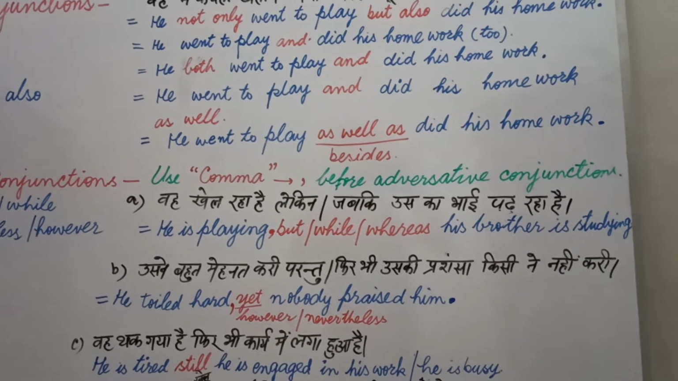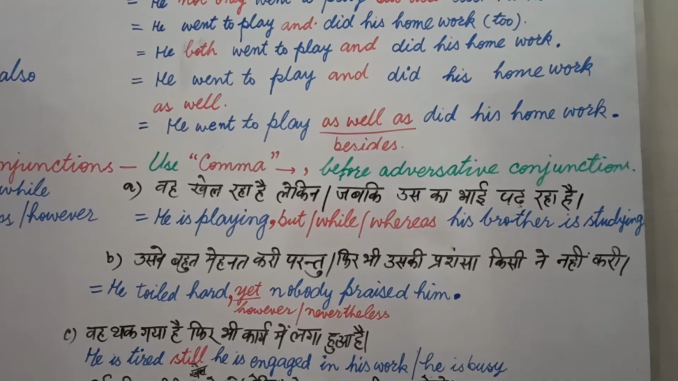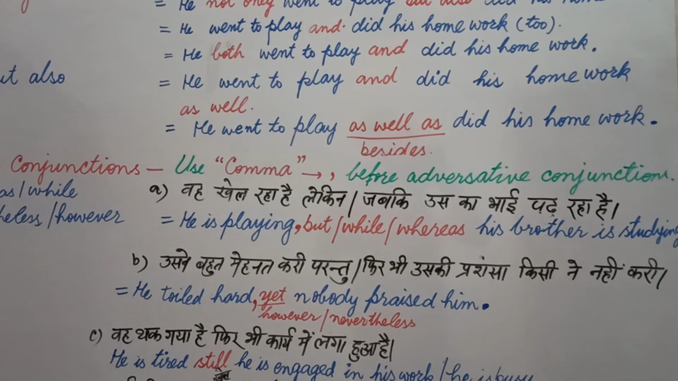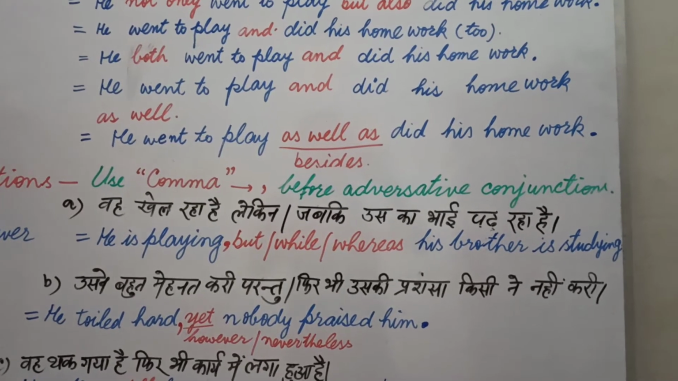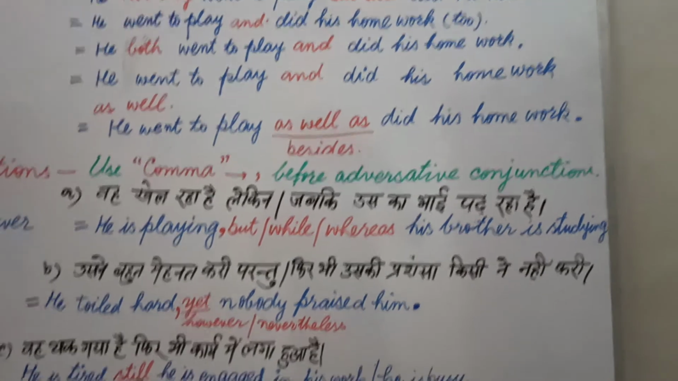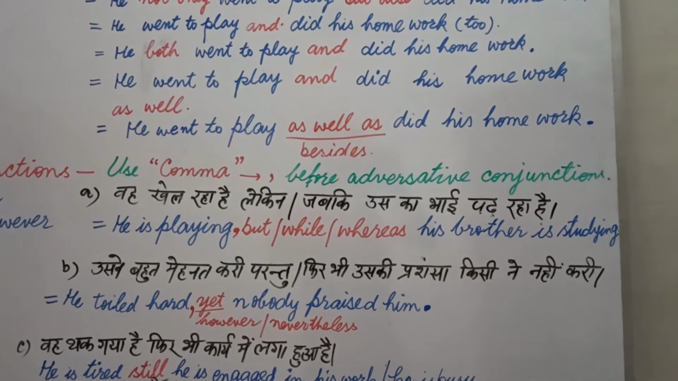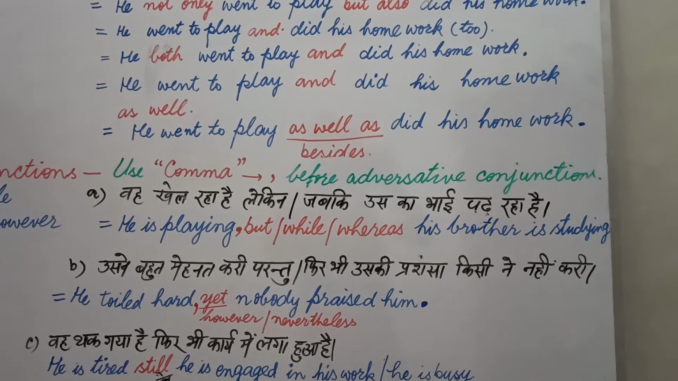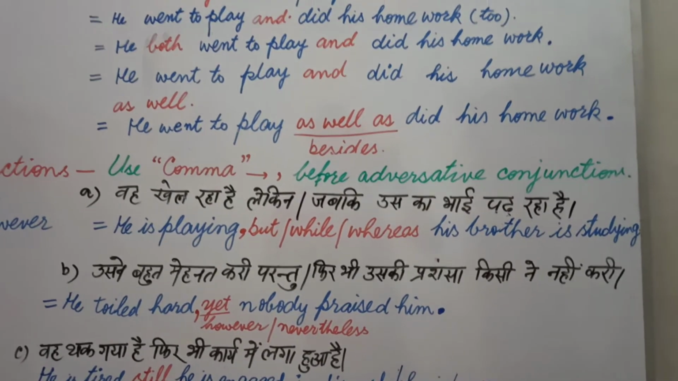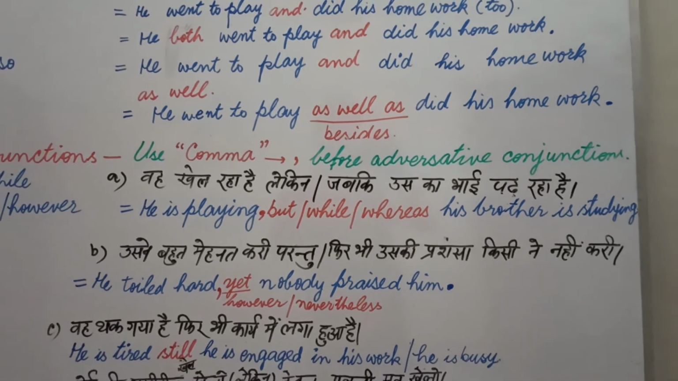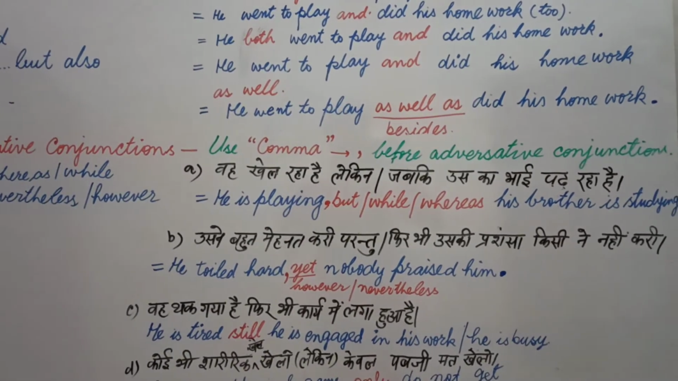Now students, we see उसने बहुत मेहनत करी परंतु किंतु फिर भी उसकी प्रशंसा किसी ने नहीं करी. Now students, we see there is an opposite result. He toiled hard yet nobody praised him. Students, it's expected that good results should be appreciated, but here it is not. In comparison to the first sentence, you see वह खेल रहा है but उसका भाई पढ़ रहा है is not the result, but he toiled hard yet nobody praised him. It means in the second part a good result was expected, that he should be praised, but nobody praised him. It's an adverse result, that's why it's an adversative conjunction, and in such an opposite result we use yet, however, nevertheless, and before these conjunctions we use a comma. And one more thing, you can use any one of these three when you have an opposite result.